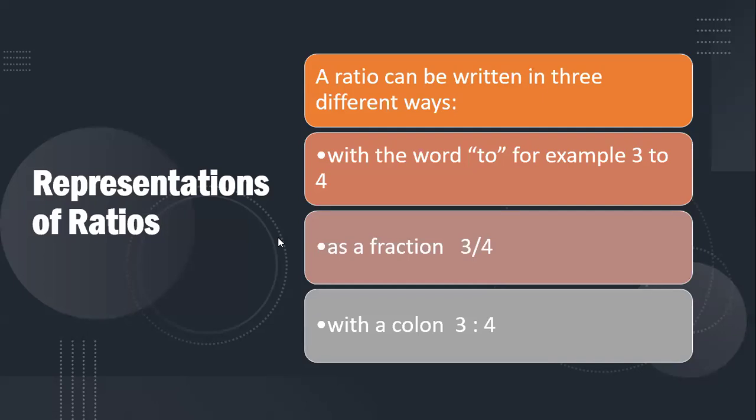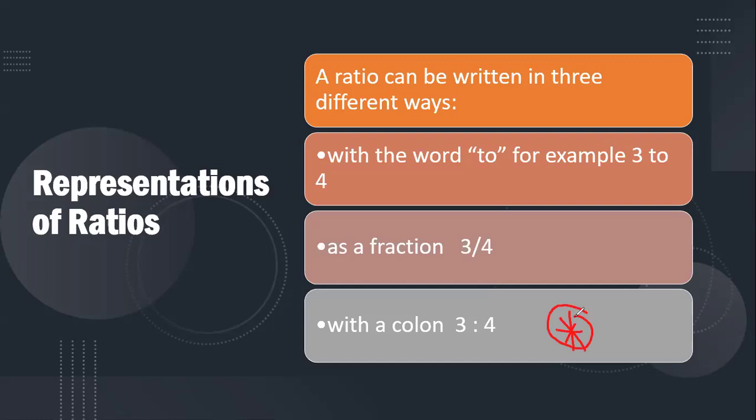A ratio can be written in three different ways: with the word "to," for example 3 to 4; as a fraction, 3/4; or with a colon, 3:4. Very good. So we could write it with a colon, as a fraction, or as a word, but the colon is the one we use the most.